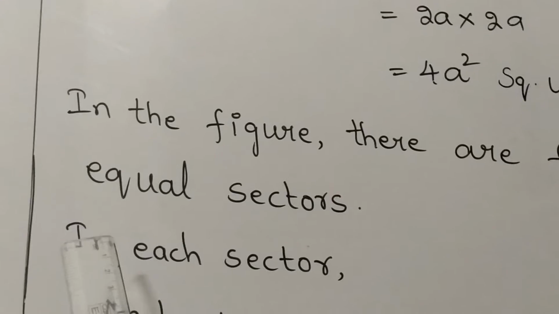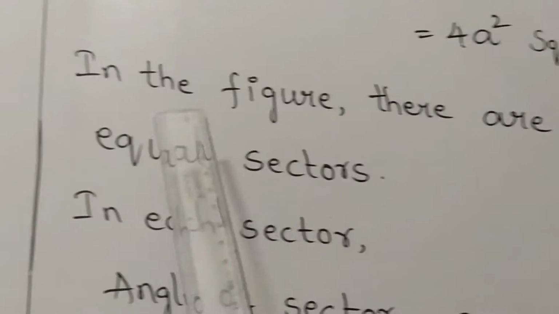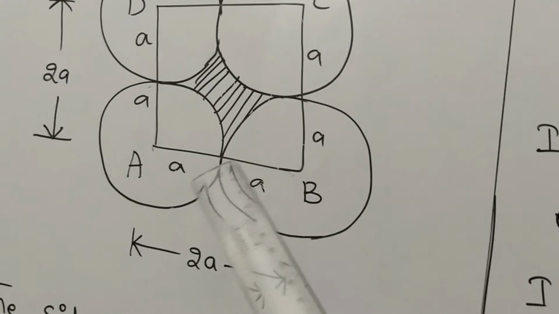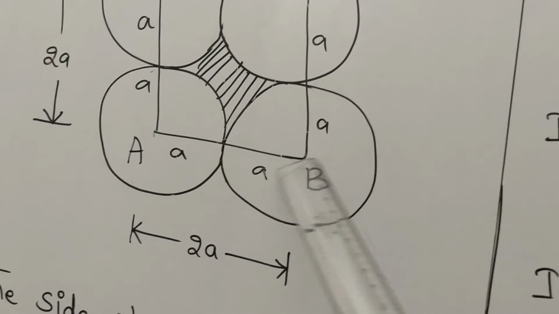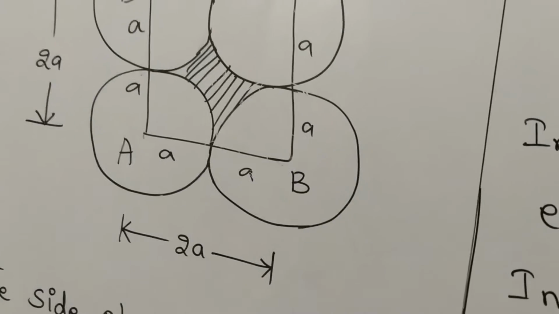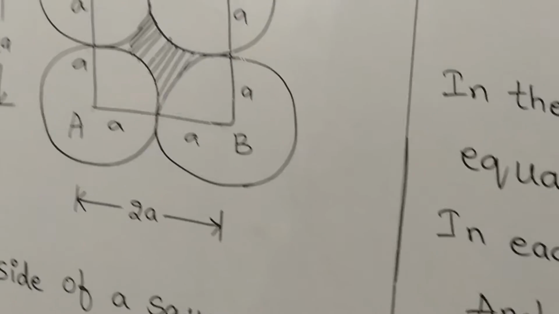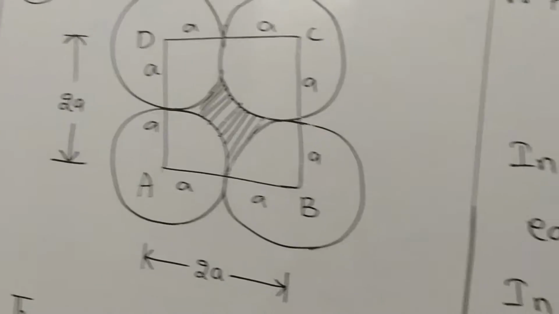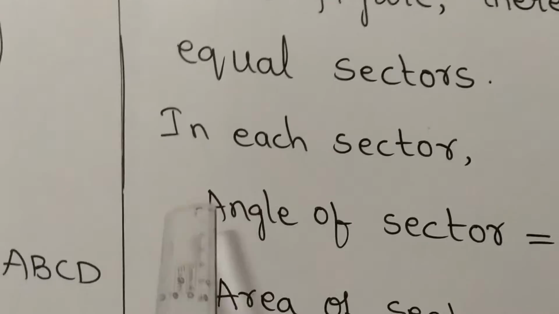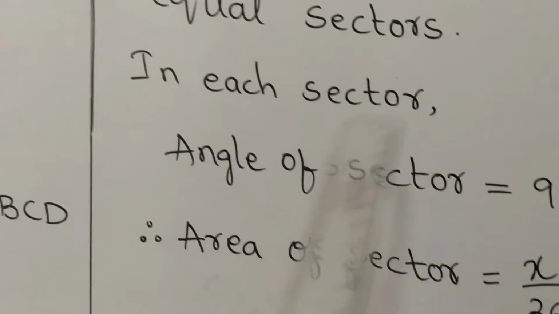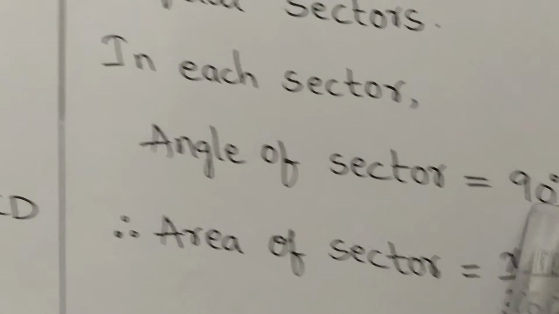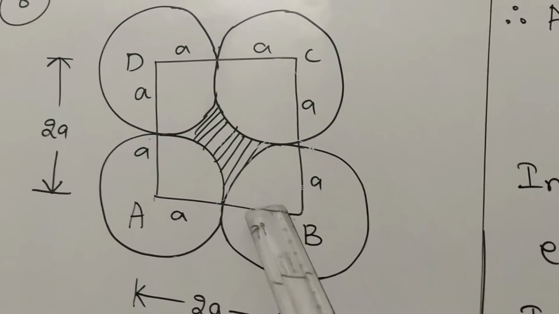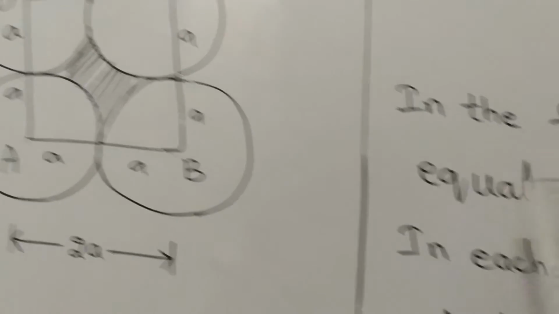Let us find the area of a sector. So here I am writing: in the figure there are 4 equal sectors. What is a sector, students? It is one section like this of a circle. So here we have 4 sectors, those are 1, 2, 3, 4. These 4 sectors, and we are finding the area of each sector. So the angle of the sector is 90 degrees. Here we have to understand the angle. See here, this angle is 90 degrees, hence we are taking 90 degrees here.